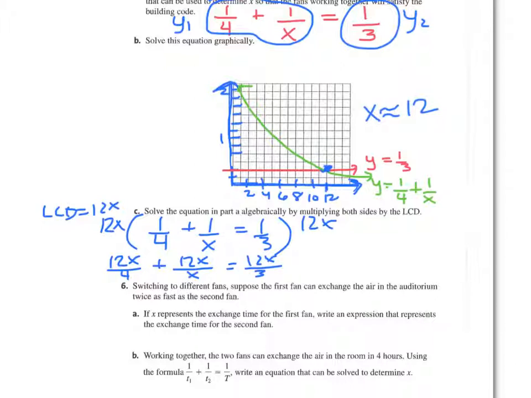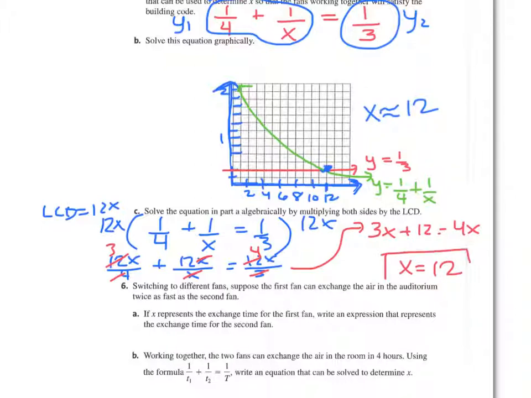So let's do our crossing here. This cancels to a 3. Those drop to a 1 right there, and this drops to a 4. So what's my new equation? My new equation now is 3x plus 12 equals 4x, and I get x equals 12. So the second fan can do the job in 12 hours, and then total the fans would do it in 3 hours.